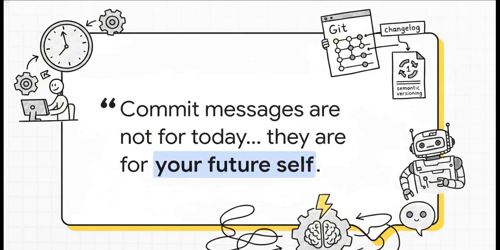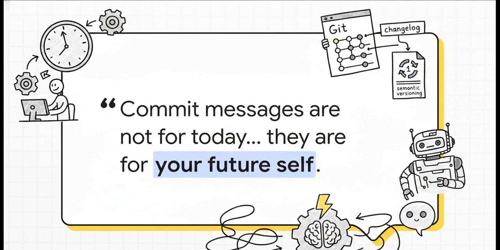Because, and this is absolutely crucial to understand, commit messages are not for today. They're for your future self. They're for your teammates who are trying to track down a bug 6 months from now, and they're for your automation pipelines. When you use structured commits, you can automatically generate change logs and reliably trigger semantic versioning.